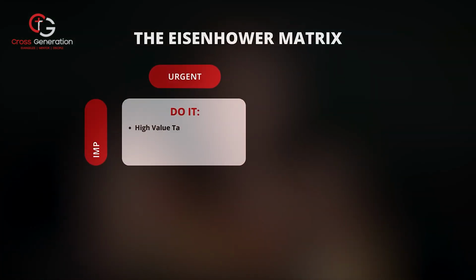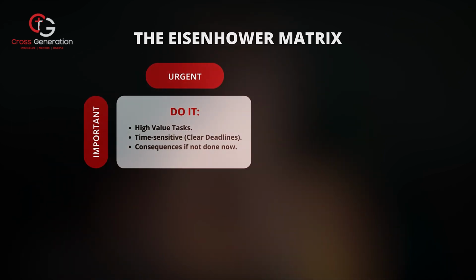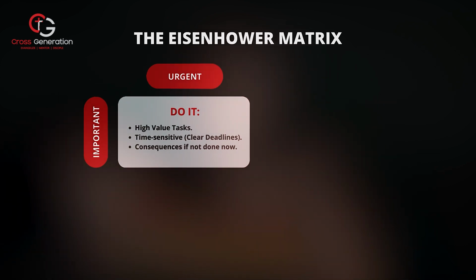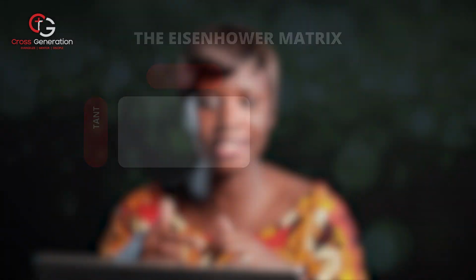So we will start with the first quadrant, the first box at the top. That first quadrant is a mixture of the things that are urgent and important. This task is both urgent and very important. Mostly, it is tasks that are very high value. They are time sensitive, that is why we are saying they are urgent, and they have consequences if they are not done at that time.